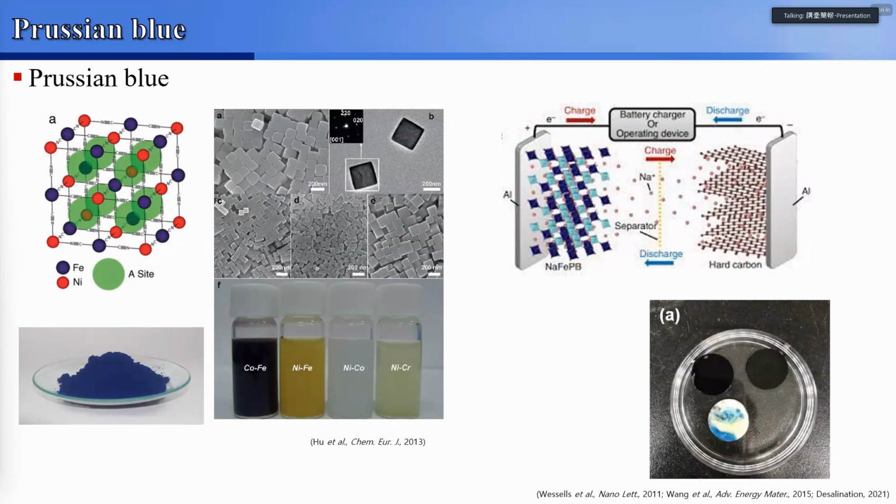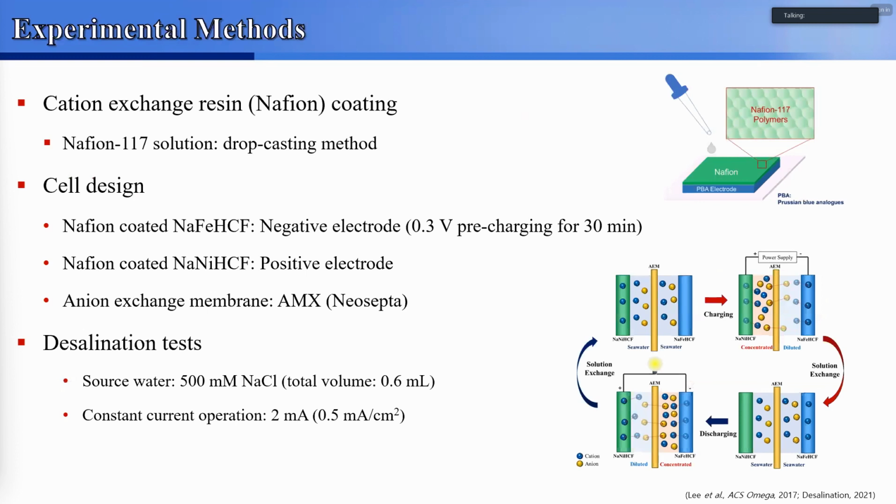However, dissolution of the Prussian blue after cycling is the problem for electrochemical usage. This page shows the experimental method of our research. For Nafion coating, we used 117 Nafion solution, and the surface is coated by the drop casting method.